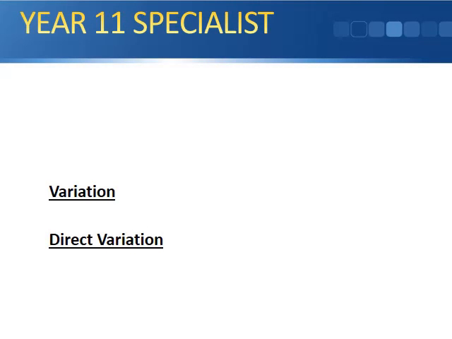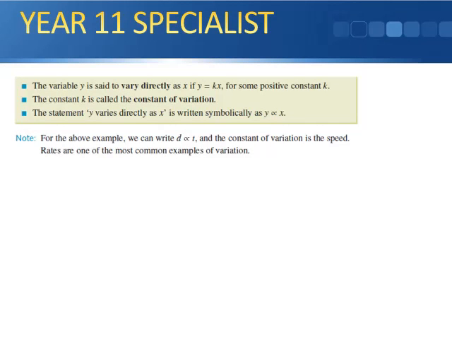Direct variation. Here we really need to read the words carefully because that's going to help us work on variation. It says the variable y is said to vary directly as x. So that's when we write it as y varies directly as x.